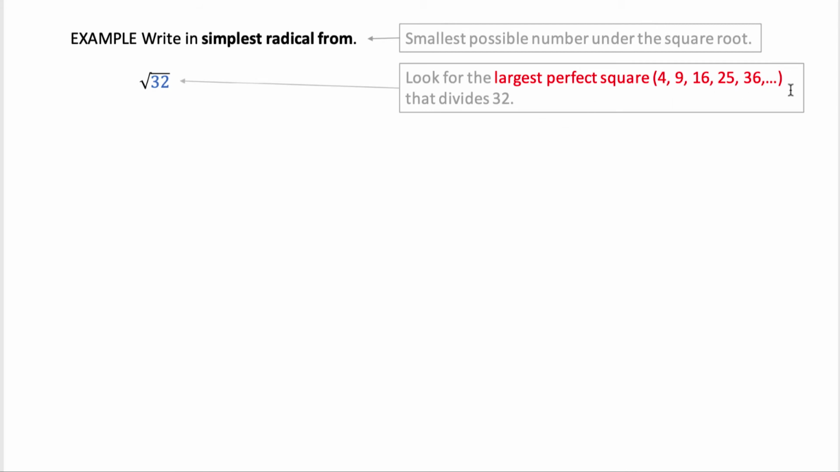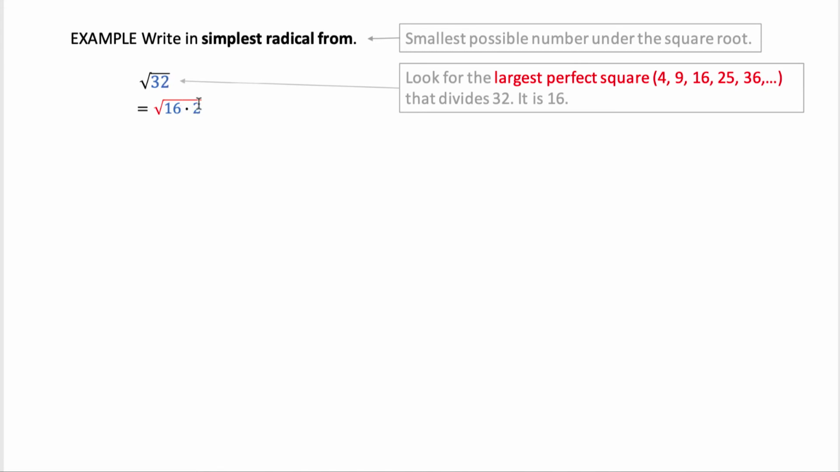Now we should look for the biggest perfect square that divides 32. Well, you can divide 32 by 4 because 32 is 8 times 4. You can't divide it by 9, but you can divide it by 16 because 2 times 16 is 32. And you can't divide 32 by any of the bigger perfect squares. So the biggest perfect square that divides 32 is 16, and you can express 32 as 16 times 2.